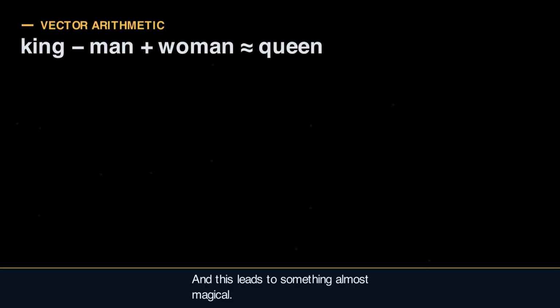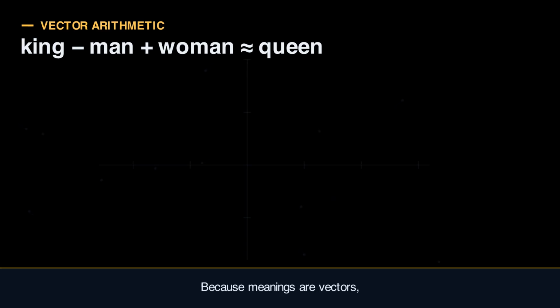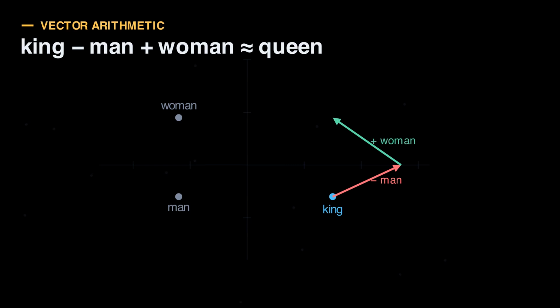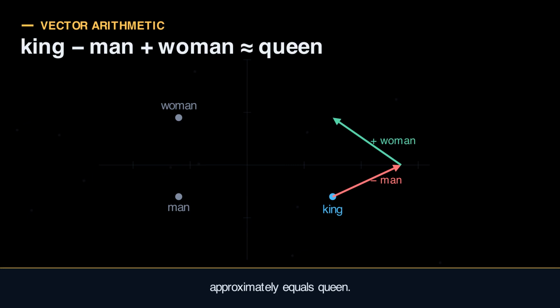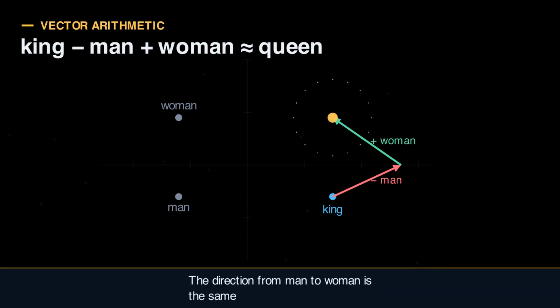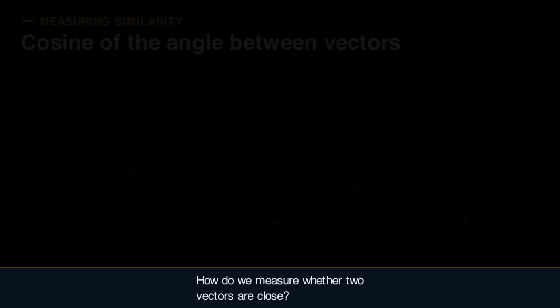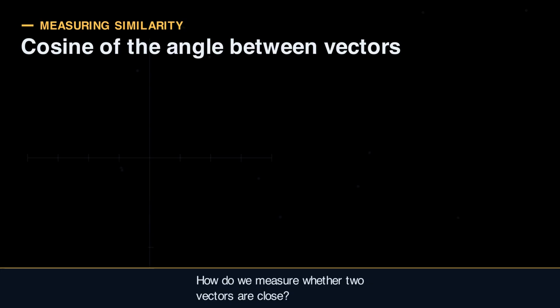And this leads to something almost magical. Because meanings are vectors, you can do arithmetic with them. Take the vector for king, subtract the vector for man, then add the vector for woman. Where do you land? Extremely close to the vector for queen. King minus man plus woman approximately equals queen. The direction from man to woman is the same direction as king to queen. That direction encodes gender.